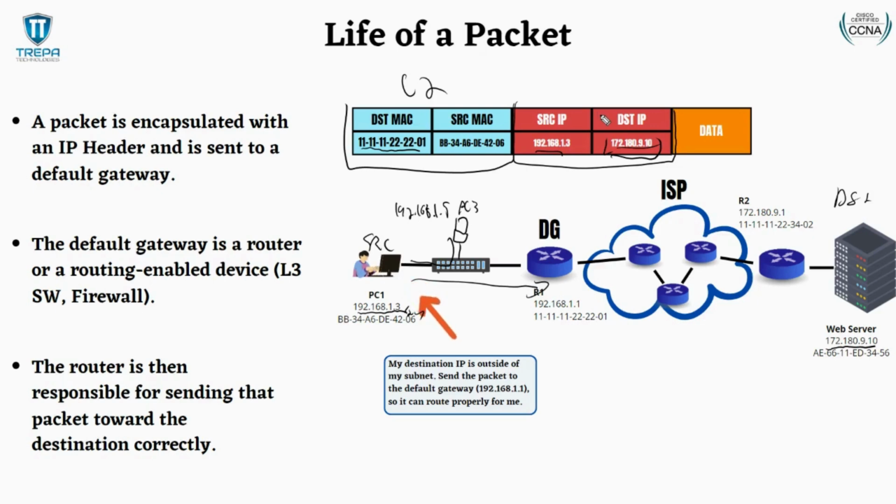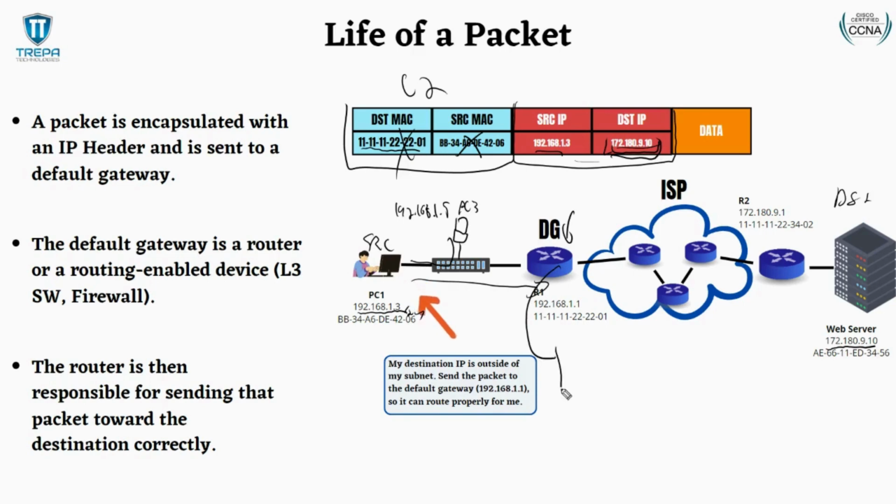So once this device here, the default gateway, which for our example is router 1, gets this packet, it's going to strip this layer 2 header. It's going to look at that layer 3 header and say, okay, I see that it's destined for this IP address. Well, let me see if that's possible, and let me be responsible for forwarding this packet to the destination correctly.